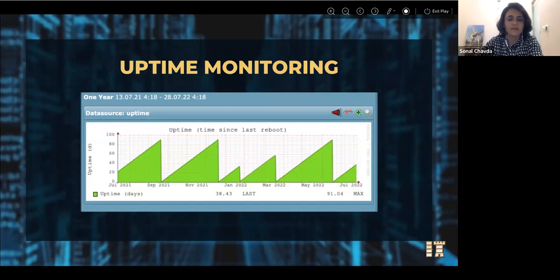Uptime monitoring. In many companies, automatic updating and rebooting of the system is scheduled via cron jobs. So with this monitoring, it can be assured that whatever scheduling is done, the machine is getting rebooted accordingly.